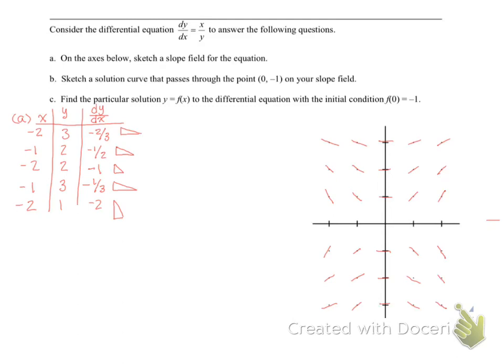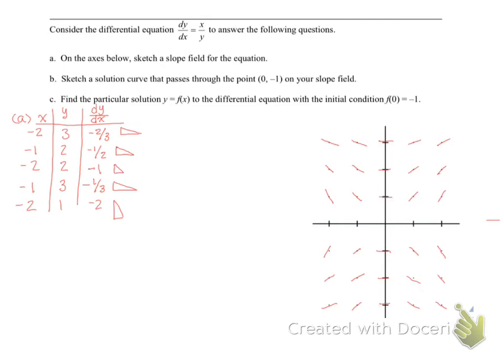Your slope field should look something like that. As I said in class, do not draw a vertical line where the slope is undefined. Anytime y equals 0, anywhere along this axis here, do not draw a vertical line, because a reader will grade that wrong.